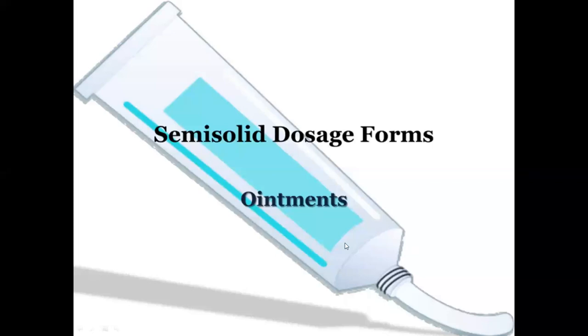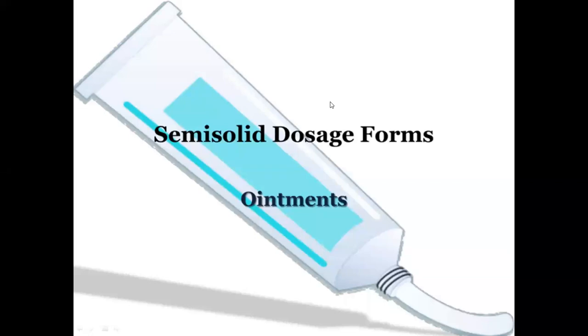So ointment is a semi-solid preparation. I think you all have already used ointment. Ointment is a homogeneous semi-solid preparation which is intended for external application to the skin. It is applied on the skin, or mucous membrane, and it provides emollient, protective, occlusive, therapeutic, and prophylactic function.